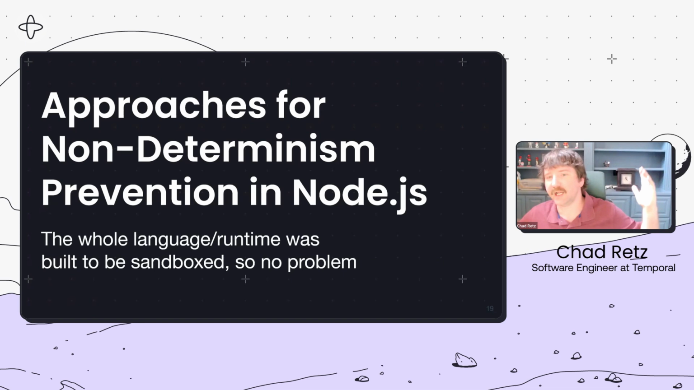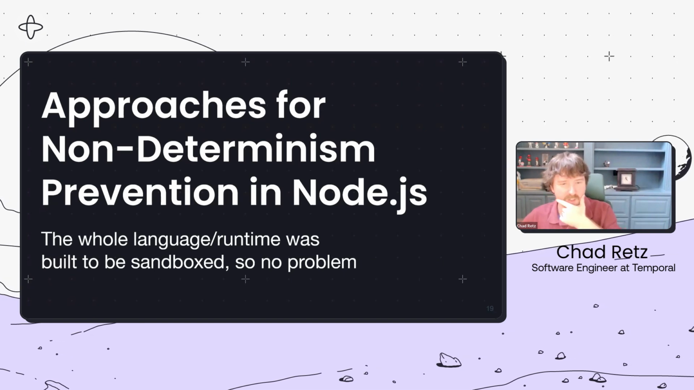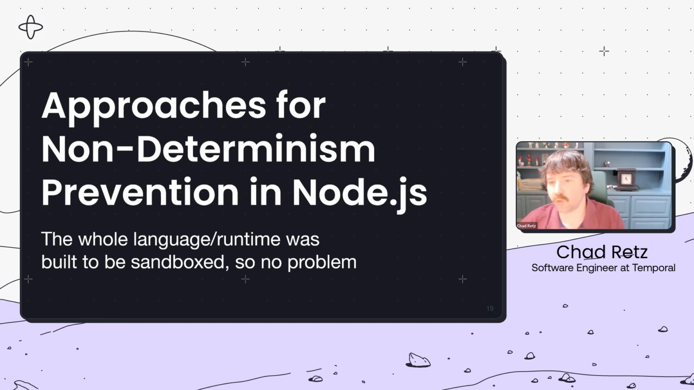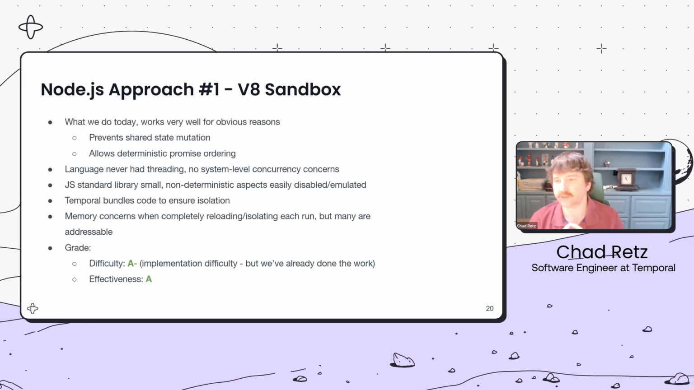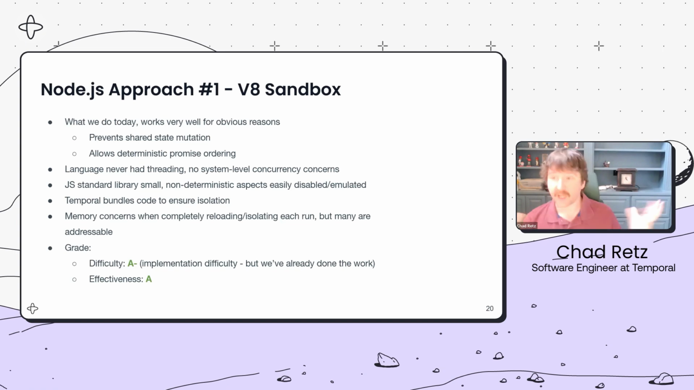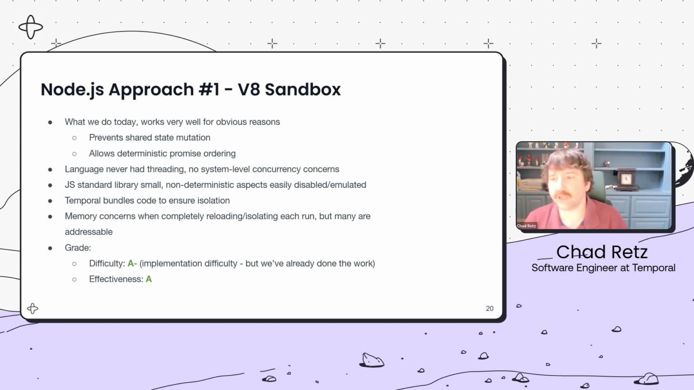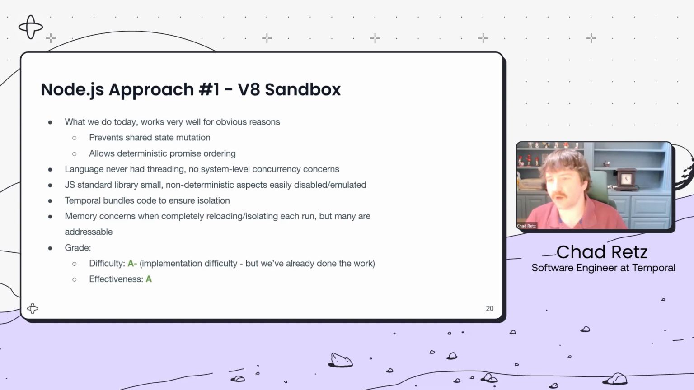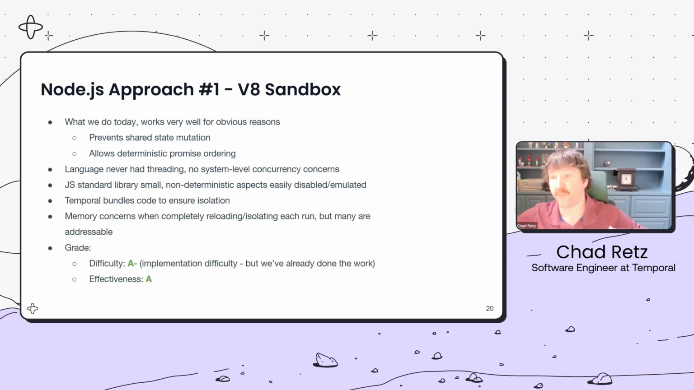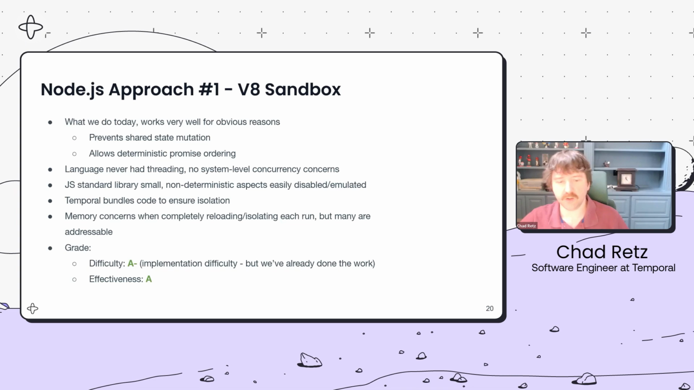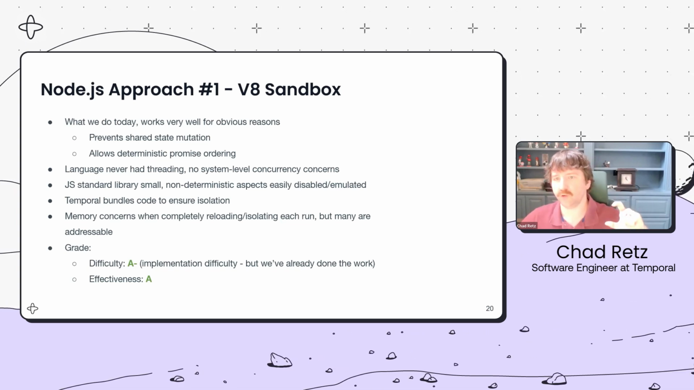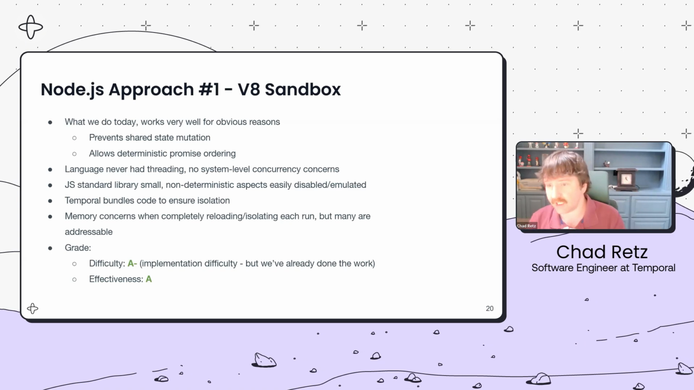So obviously, JS was built to be sandboxed. Your browser is, and V8 does a great job at exposing all the ways that we might want to sandbox. So that's what we use. If you are using the TypeScript SDK today, you have the best guardrails against non-determinism of any of our languages by far. It's hard to cheat, though it technically can be done. It's hard to make a mistake.